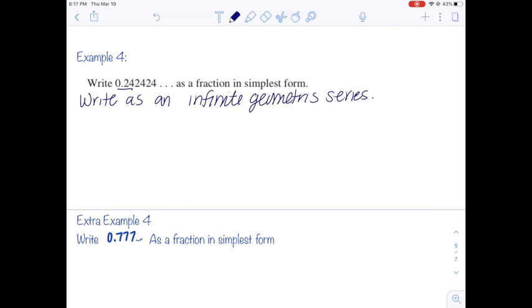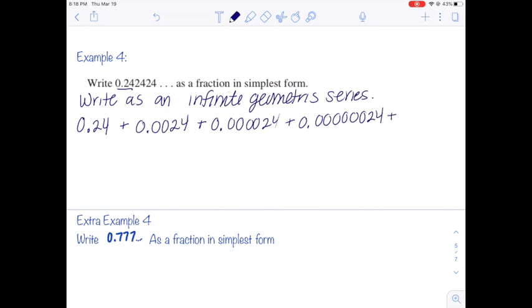So I'm going to chop this up and see what is being repeated here. And I see 2, 4, 2, 4, 2, 4. So I'll write my first term as 0.24 and then add in that repetition of 0.0024. And then if I add in the next two decimal places, I would have 0.000024. And if I kept going, I would go 0.0000, two more zeros, 24, plus all the way to infinity.